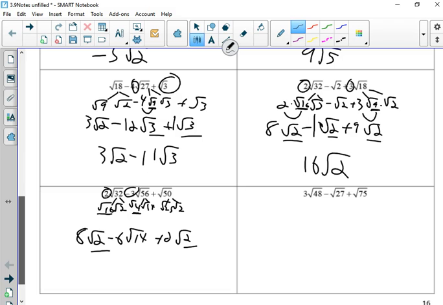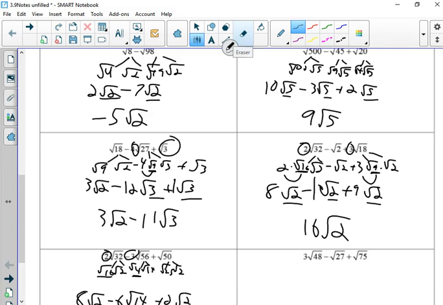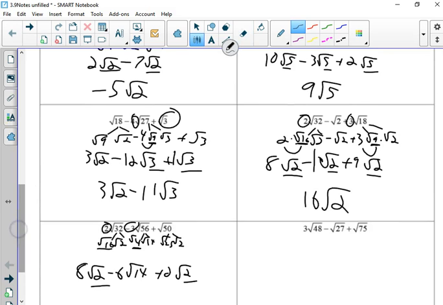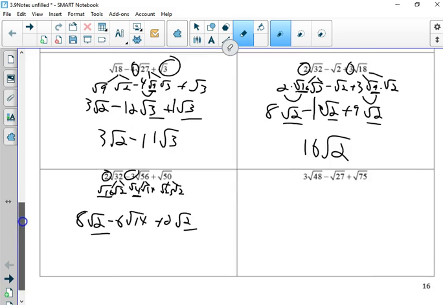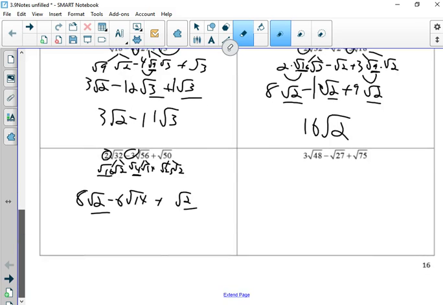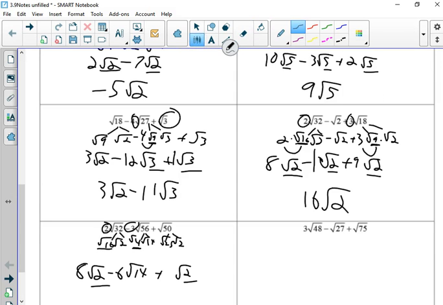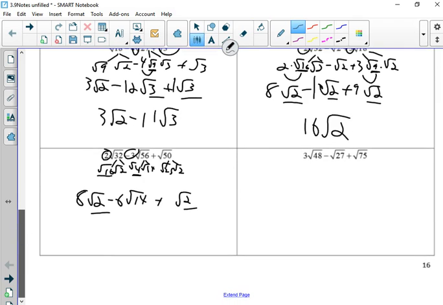Wait a minute, that's 25, my bad. I don't know why I wrote 2. I don't know what I was looking at. That's 25. Square root of 25 is 5. Sorry. So 8 of these plus 5 of these is 13 radical 2. Minus 6 radical 14. Can't do anything with that.